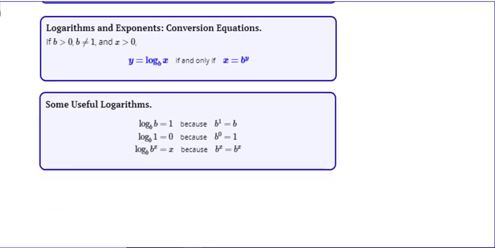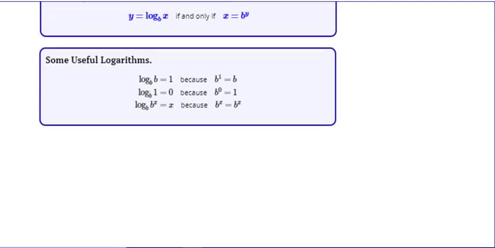And then some useful log properties. If you have the base and the argument, if they are the same, then it's just 1. It equals 1. If you're taking log base b of 1, no matter what the base is, the result is always going to be 0. And then if you take the log base b of b raised to some power, then it's just going to be that power.